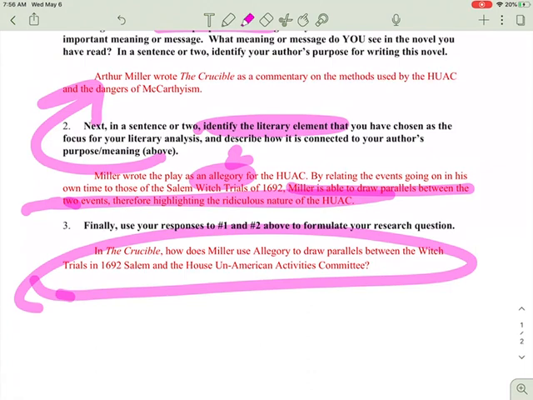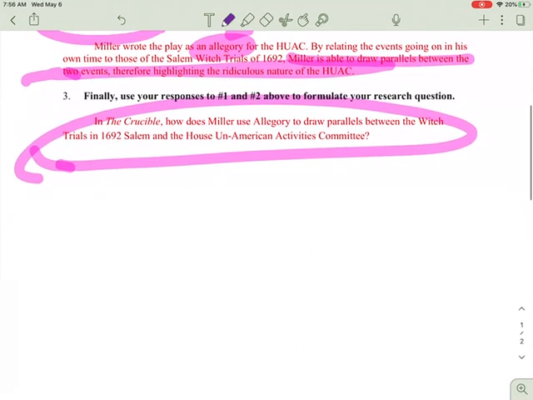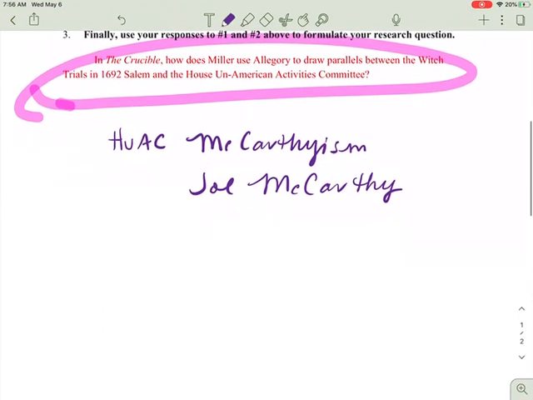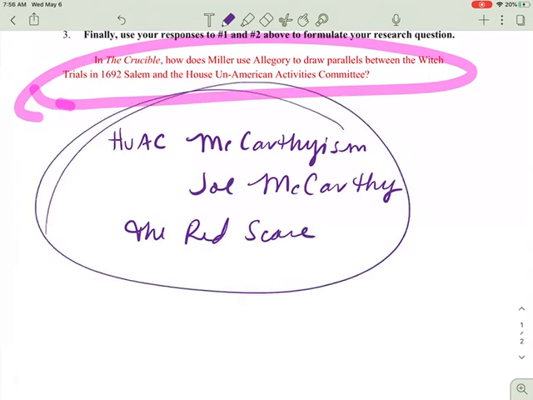In The Crucible, how does Arthur Miller use allegory to draw parallels between the witch trials of 1692 in Salem and the House Un-American Activities Committee? So things that I would be doing research on would be the HUAC, McCarthyism, Joe McCarthy, the Red Scare, as they called it. These are all things that we talked about. So, etc. These are all the things that I could be researching.